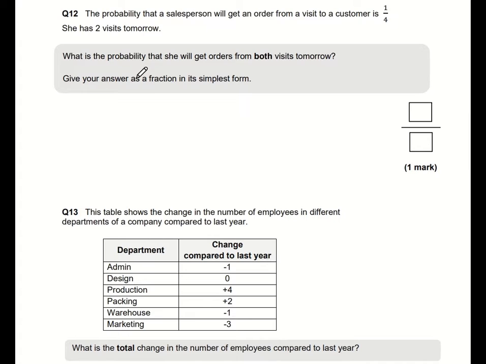Question number 12. The probability that a salesperson will get an order from a visit to a customer is 1/4. She has 2 visits. So what is the probability that she will get orders from both visits this morning? So it's got to be less likely than 1/4. So the question is, do we add or do we multiply the fractions? Well, hopefully you know that we multiply the fractions, because if we multiply them, then the fraction gets smaller. 1 times 1 is 1. 4 times 4 is 16, so that is 1/16.